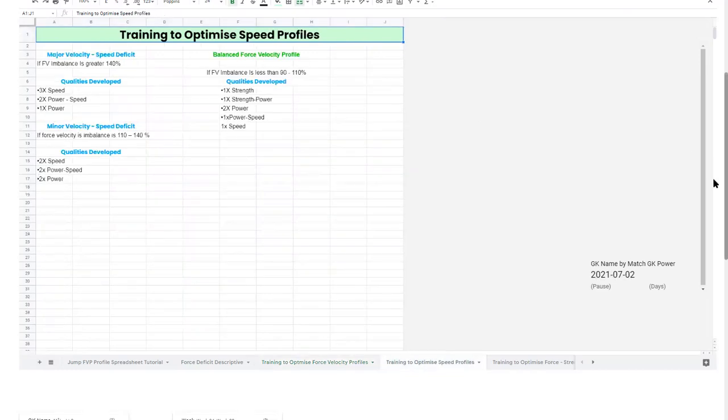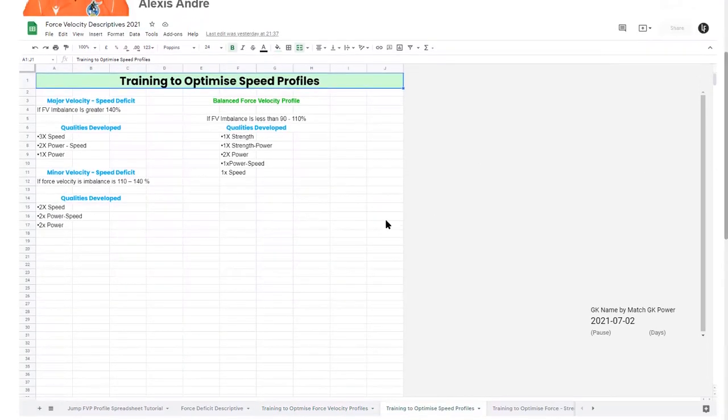Okay, if you wanted to optimize your speed profile, if you had a major speed deficit, these are the qualities developed; a minor speed deficit, these are the qualities developed. A balanced profile is a little bit of everything.